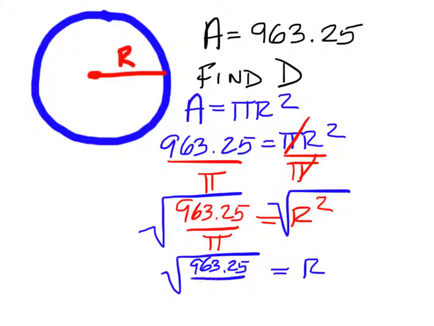You're looking for d. So in this case, go ahead and find what r is and round it, then multiply by 2. So second x squared, 963.25, and then divide by pi, right hand parenthesis. You come out with 17.5. But you have to multiply that by 2 to get the diameter, so it should be 35.